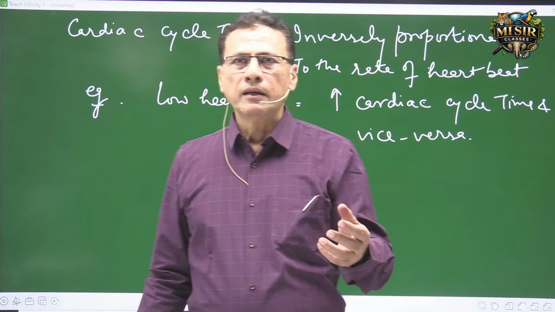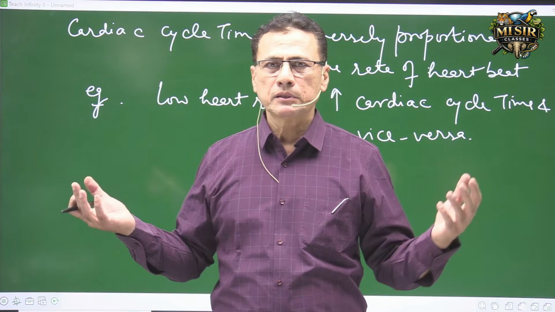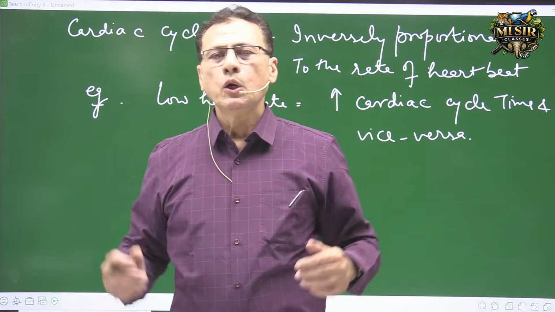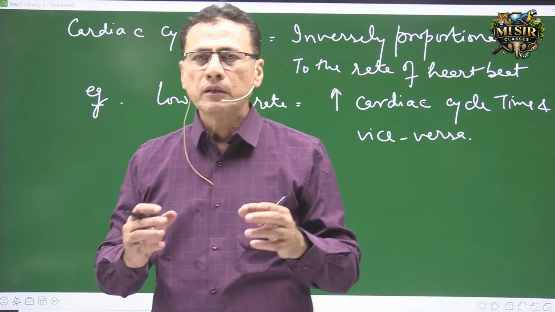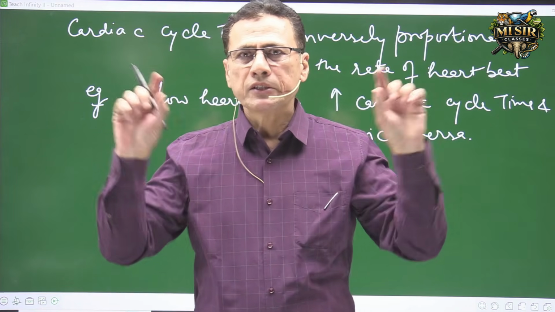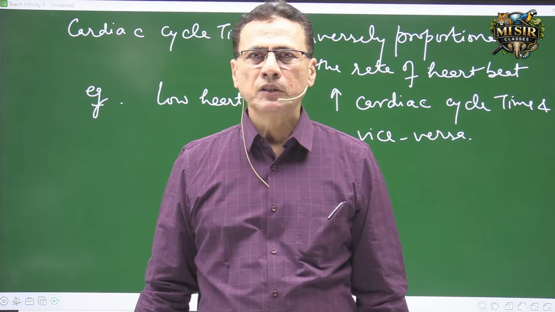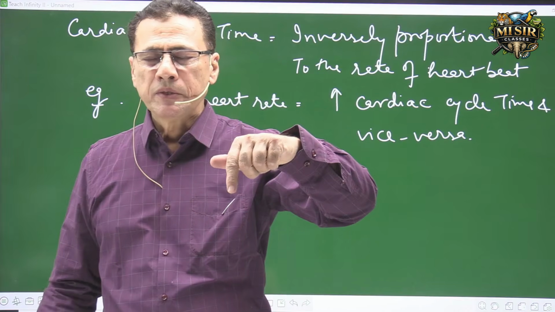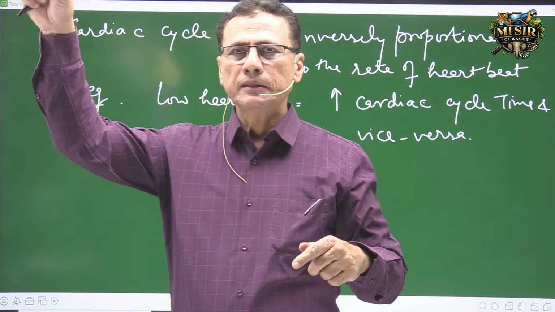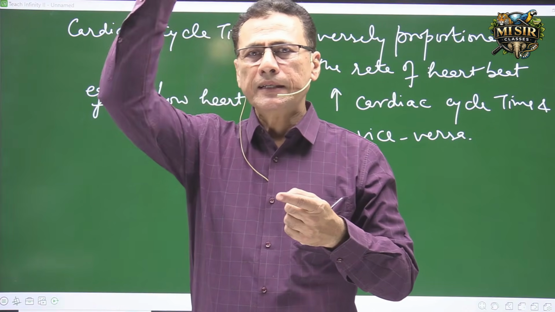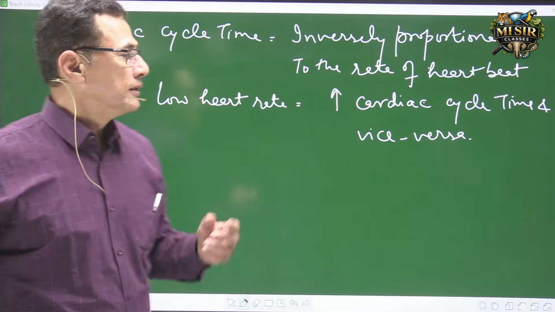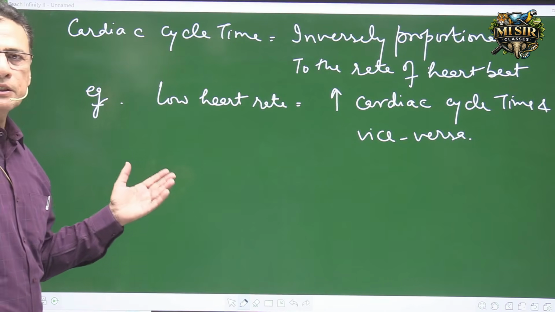Elephant, blue whale, these are large animals with relatively low metabolic rate. They have got longer duration of cardiac cycle time. Because their heart rate is slow, the cardiac cycle time increases. If heart rate is fast, the cardiac cycle time decreases. So this is the relationship called inversely proportional.